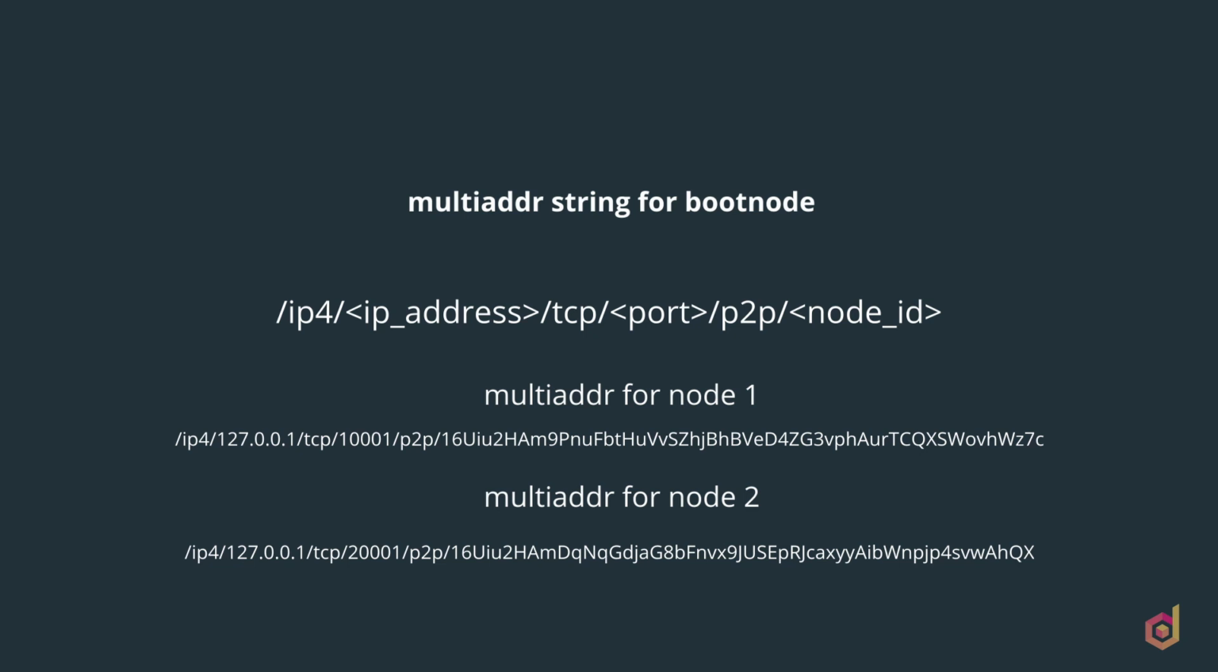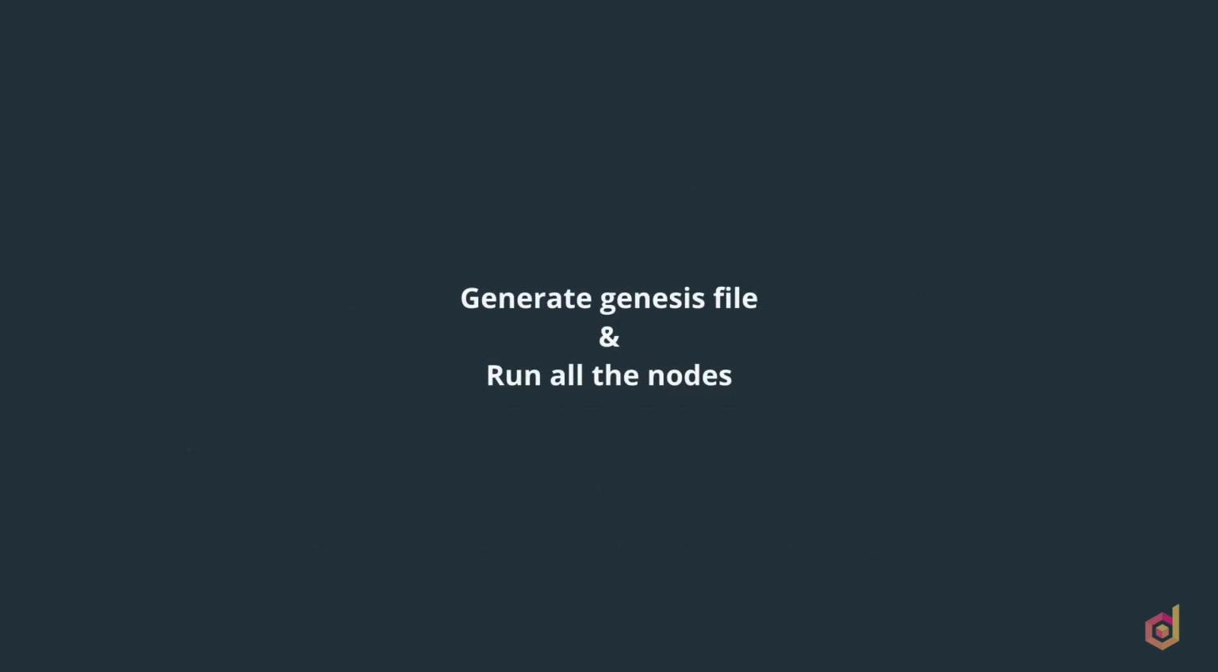So now we have initialized the data directories for the nodes and prepared the multi-address strings for the boot nodes. In the next lesson, we will generate the Genesis file and run all the four nodes on our local system.